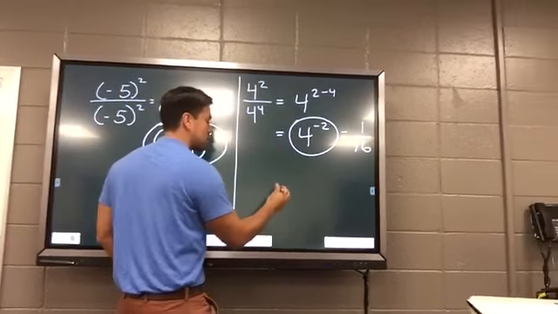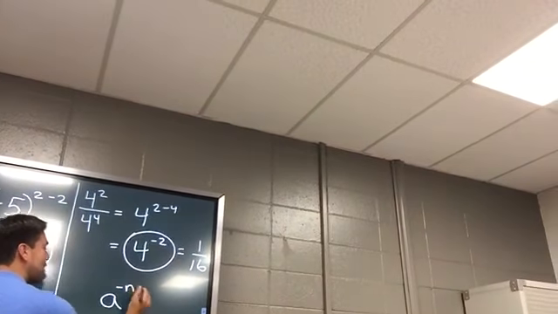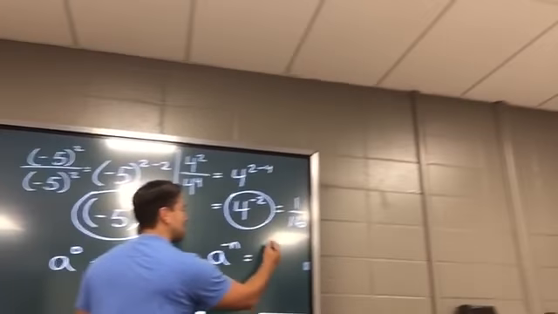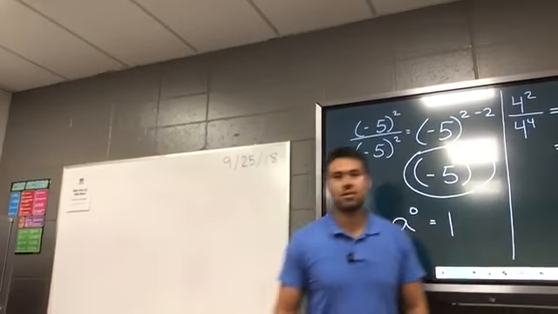Okay, so here's your second definition we looked at yesterday. Any number to some negative exponent is the reciprocal of that positive exponent. So that's the definition. Hopefully you guys know it.